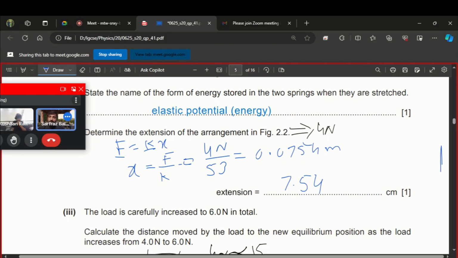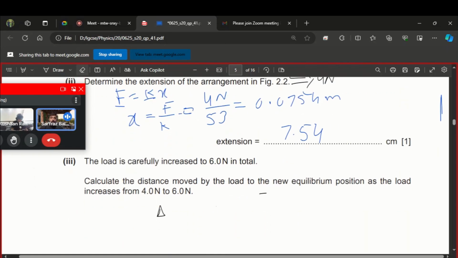Next question says calculate the distance moved by the load to the new equilibrium position when the load is carefully increased to 6 Newton. Initially the load was 4 Newton. Now this 4 Newton has increased to 6 Newton. So as the load increases from 4 Newton to 6 Newton, initially with 4 Newton there was an extension of 15 centimeters. For 2 Newton, we will divide it by 2. So it will be equal to 15 divided by 2, which is 7.5. Is it okay?